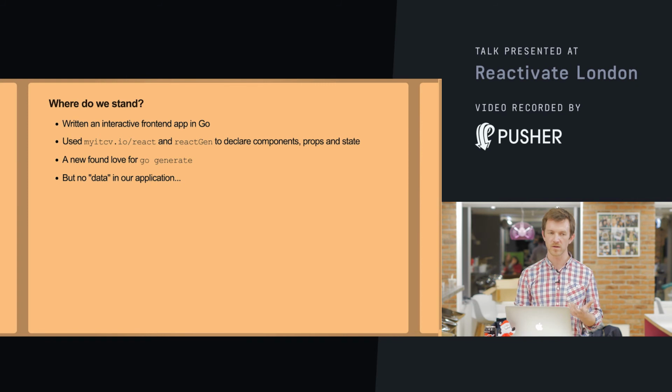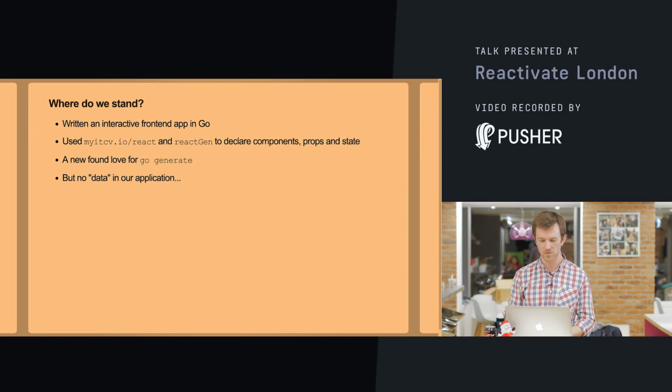As I said, we've written an interactive front-end app in Go. It's very, very basic, but we've used React, and you can see how to declare the components, the props, and the state, and relate that back to how you would do it in JavaScript, TypeScript, whatever. So it's exactly the same concepts, as Claudia said. It's reusing that idiom of component, props, and state.